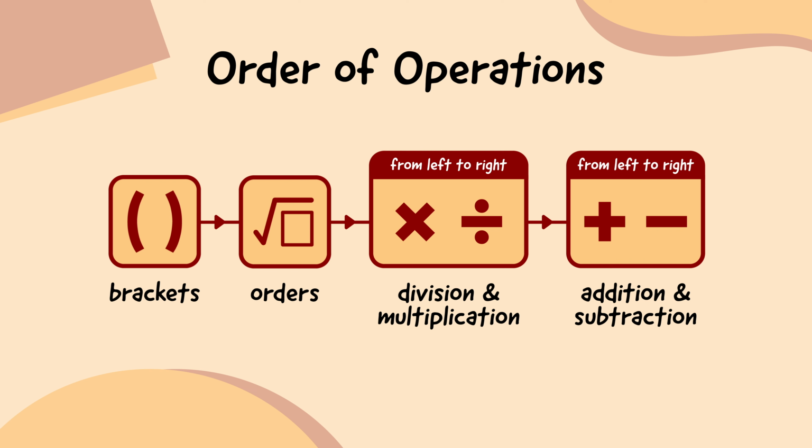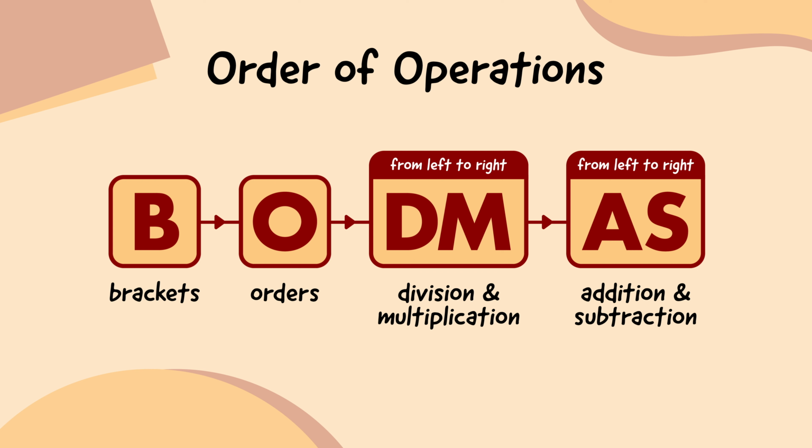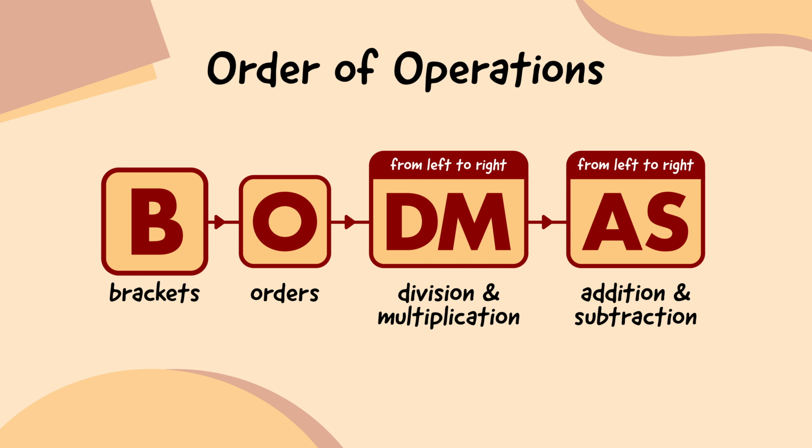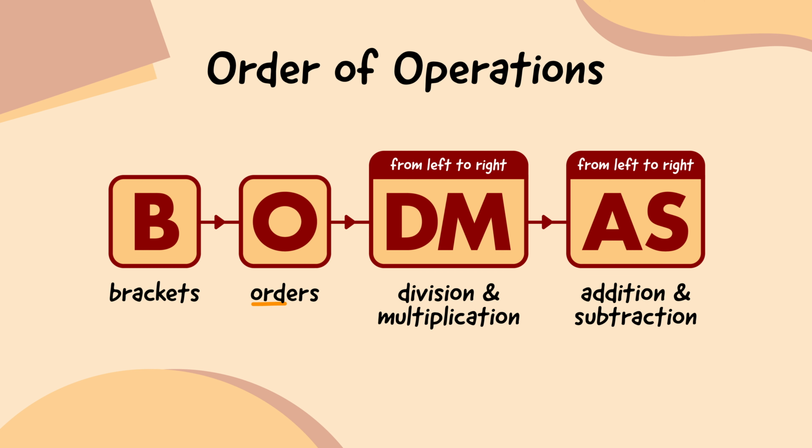Bang on! To remember the order of operations, you just have to remember this word. BODMAS. B for brackets, O for orders, DM for division and multiplication, and AS for addition and subtraction.